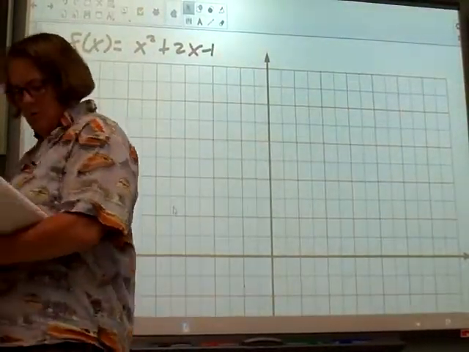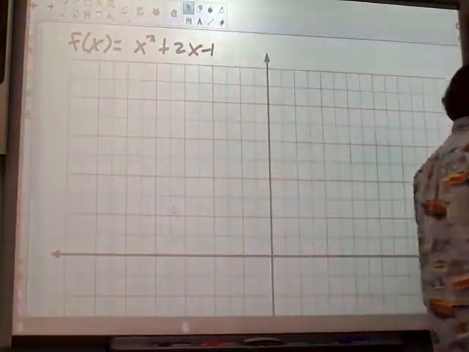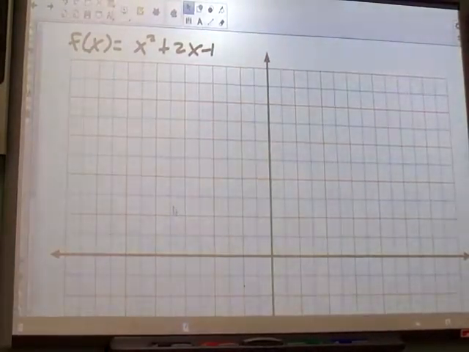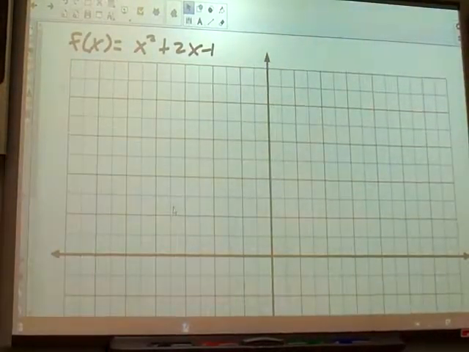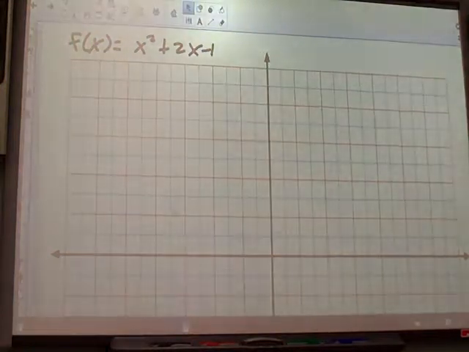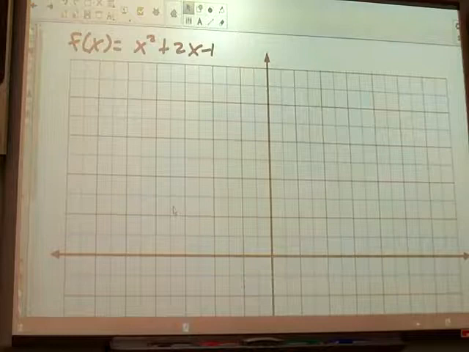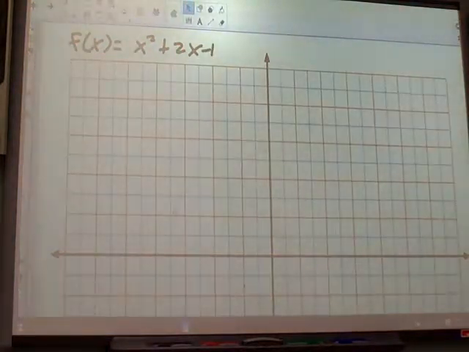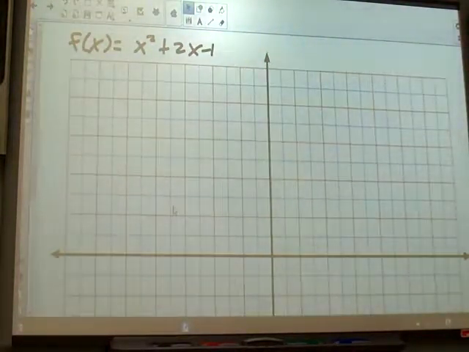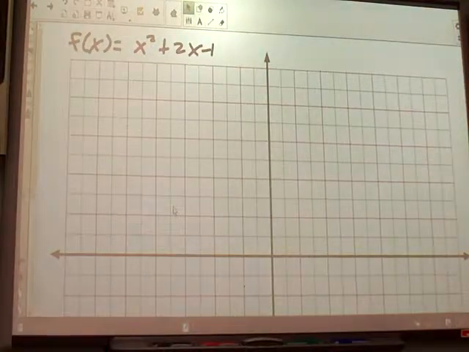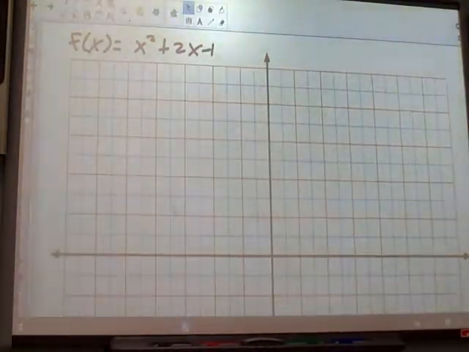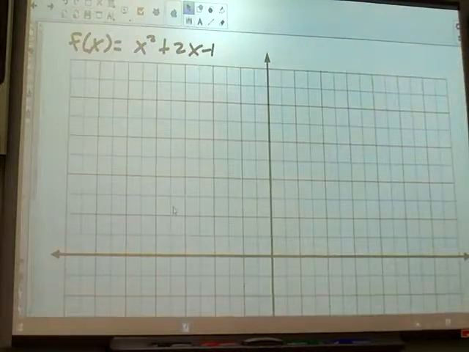f of x equals x squared plus 2x minus 1. I want you to try and do everything we just did. Try to get a graph. You have to have a vertex, an axis of symmetry, min and max, and then a graph. So all the stuff that we just did. Start off, it's in standard form. You have to recognize that. So start off with that little shortcut, negative b over 2a.